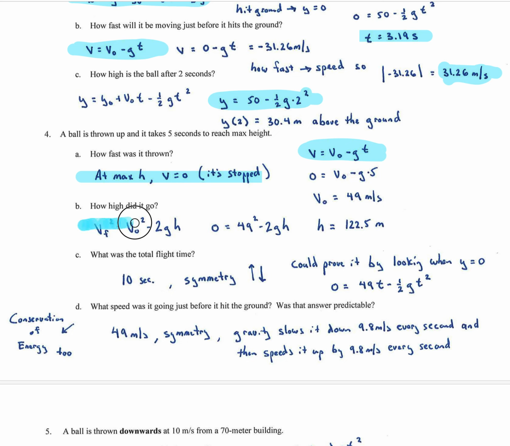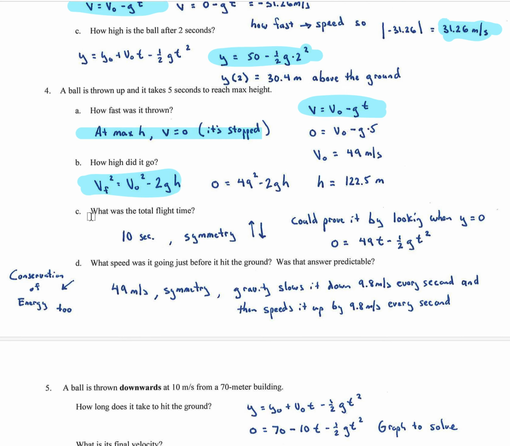the v squared equation. This is going to relate how fast we were thrown at the beginning, 49, under the influence of gravity, stopping at the top, and all we had to do was figure out h. What's that distance that it took us to slow down, and you get 122.5.